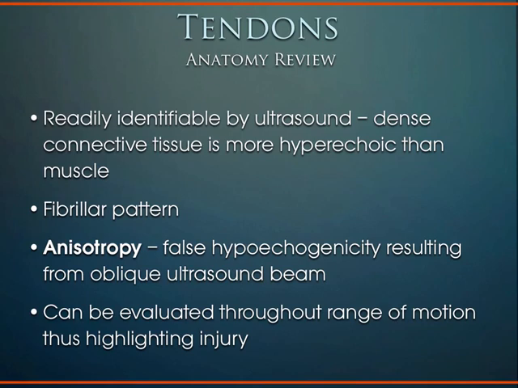When you're looking for problems in tendons, sometimes there's disruption of the tissue. It's black, it's dark, you can't quite see it. But that might be just anisotropy as opposed to an actual tear in the tendon. And we'll talk a little bit about that.